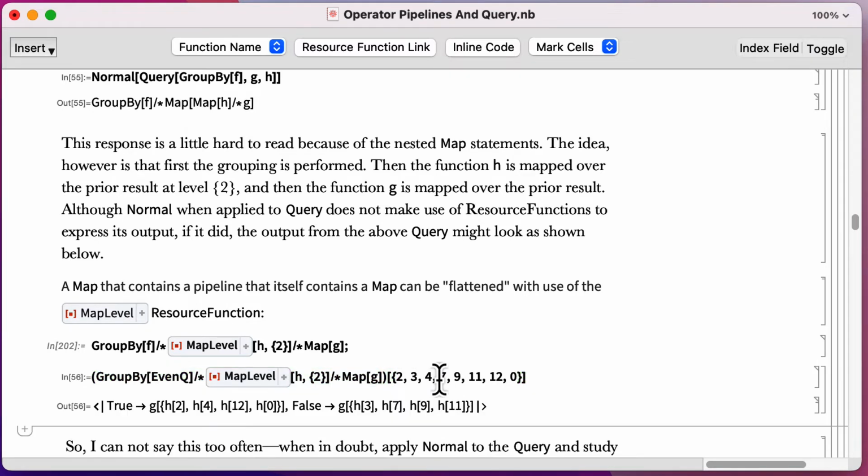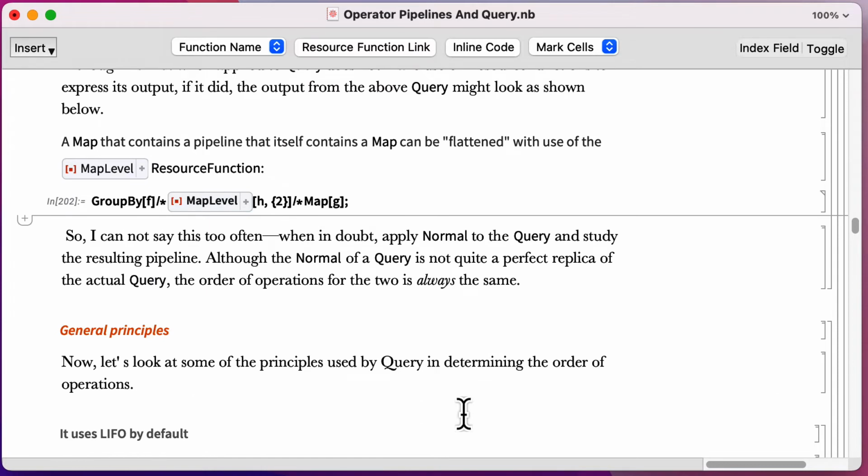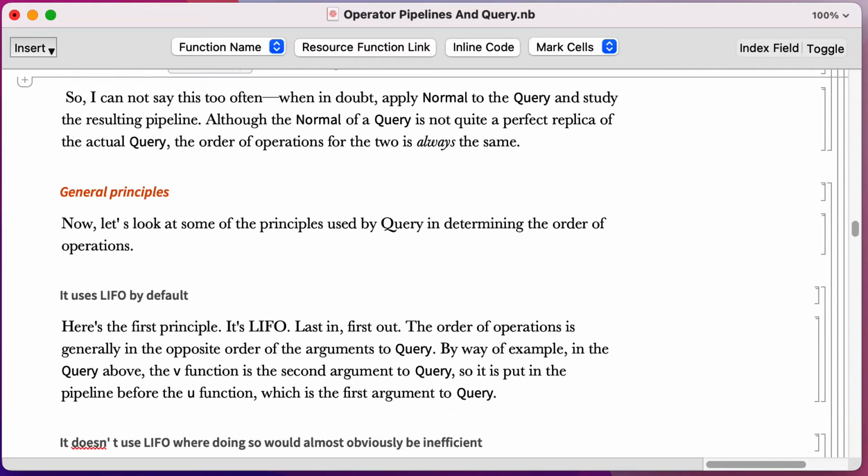So here we go. All right. So for those that are even, you can see it's putting H in front of all of the even numbers and then G-ing that. And then here it's putting H over all the odd numbers and it's G-ing that result. So hopefully that clarifies things.